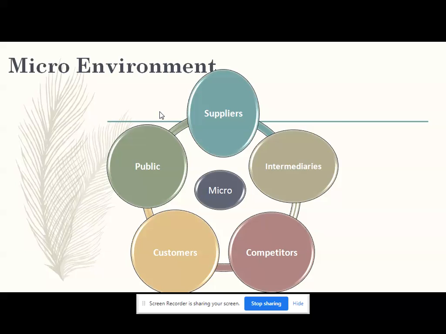Now we will see the next, intermediaries, that is microenvironmental component number 2. Intermediaries include wholesalers and retailers as well. So we will see now what the concept is. Marketing intermediaries refers to resellers, physical distributor firms, marketing service agencies, and financial intermediaries. These are the people that help the company to promote their sales, to sell their products, and to distribute their products from producers to the final buyers or consumers. So, this is the concept of intermediaries.